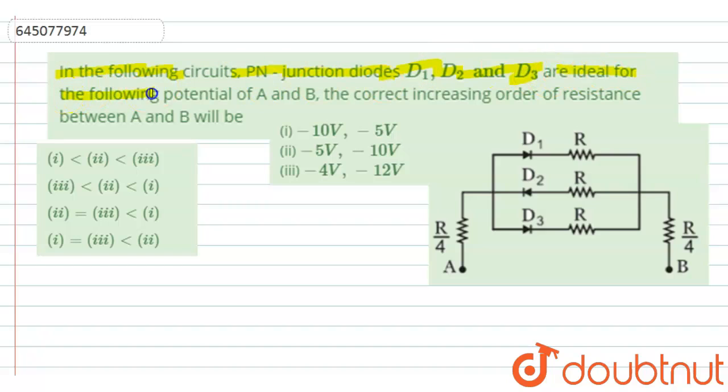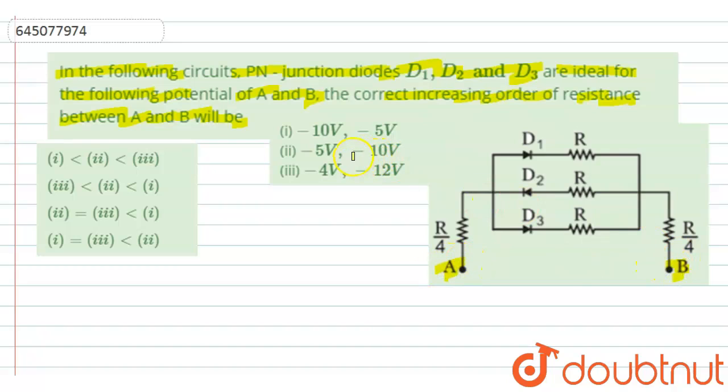The given question is: in the following circuit, PN junction diodes D1, D2 and D3 are ideal for the following potential of A and B. The correct increasing order of resistance between A and B will be? Now see, we have three PN junction diodes D1, D2, D3 connected across the junction A and B.